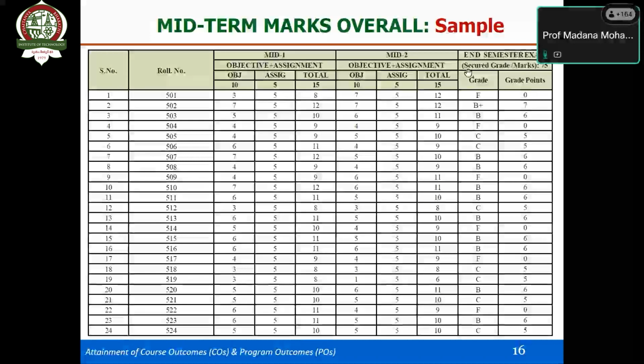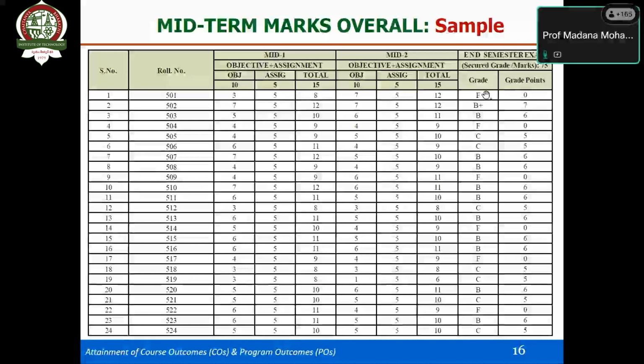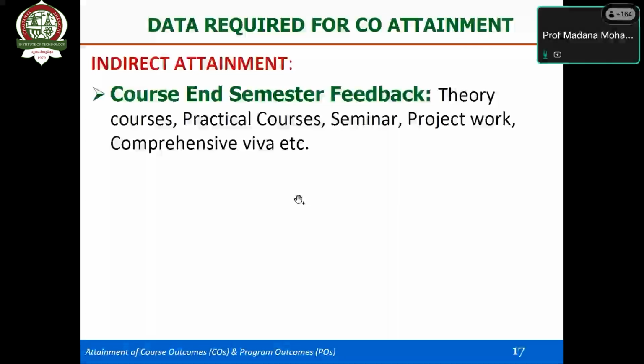Then for the end semester exam also, as I just mentioned, this is the data related to an affiliated university. Here we can't get question-wise marks. That's why we have taken only the external marks, that too whatever marks they secured, grade and grade points. So here this is the external marks. Okay, now with this, we will see the calculation part.